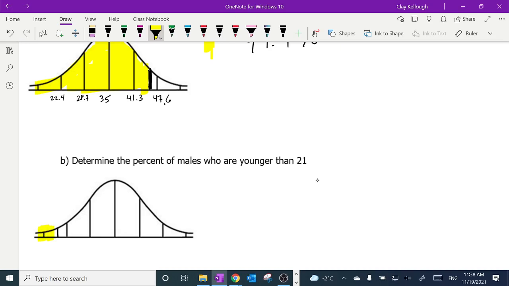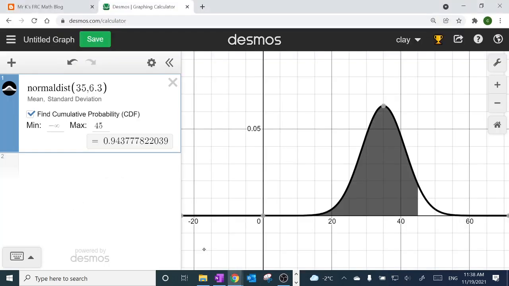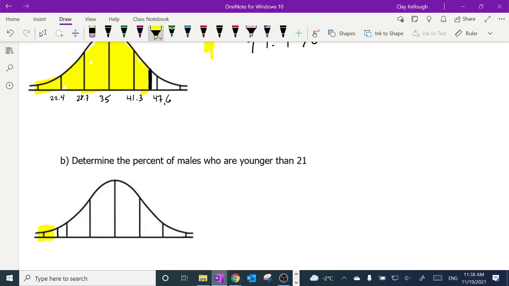There's people going, wait a minute, I did it and I got a big number. You probably counted the wrong way. We want younger than 21. So all I'm changing on Desmos is one thing. The maximum is now 21. There we go. And how do you read that? Are we good at reading decimals to percents, everybody? 1.3%. It's pretty small. Is that reasonable?